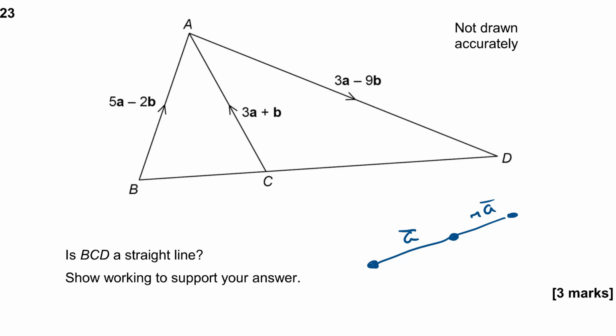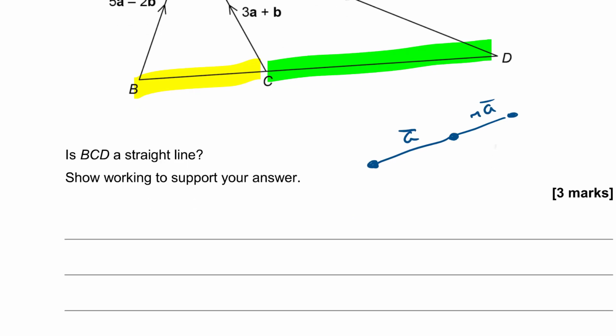So what we need to do is to find this vector, and we need to find this vector, and we need to show that one is a multiple of the other. Okay, let's see if we can do that then.